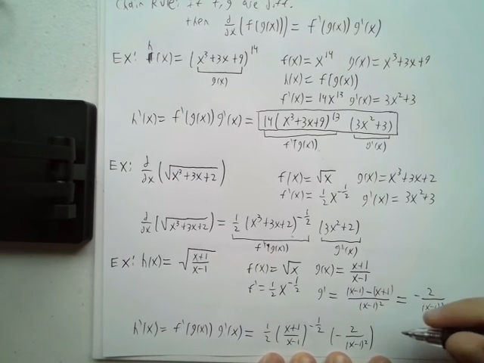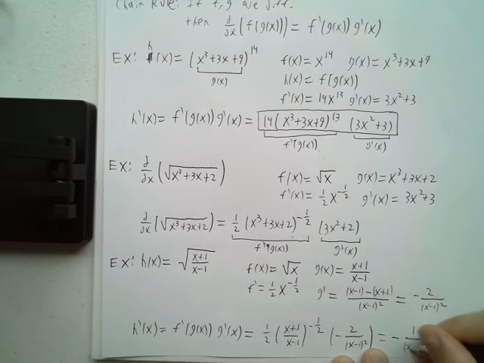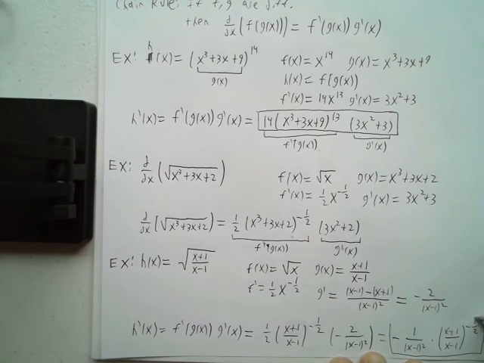And in this case, that can be simplified. There's a 2 which cancels with the 1/2, and so we get negative 1 over x minus 1 squared times x plus 1 over x minus 1 to the negative 1/2 power. And that would be our final answer for the derivative.